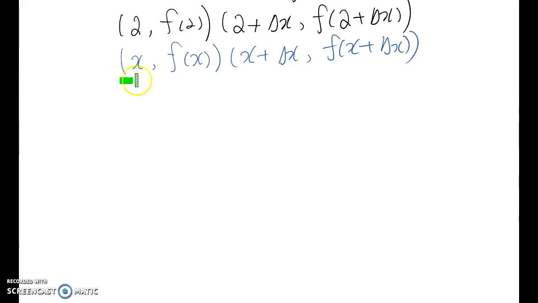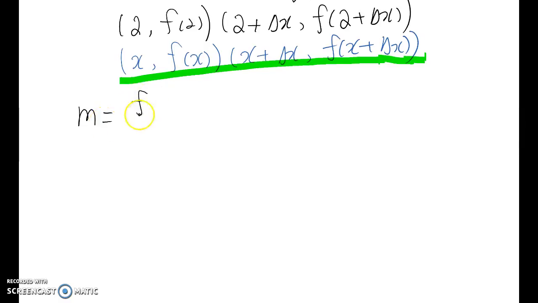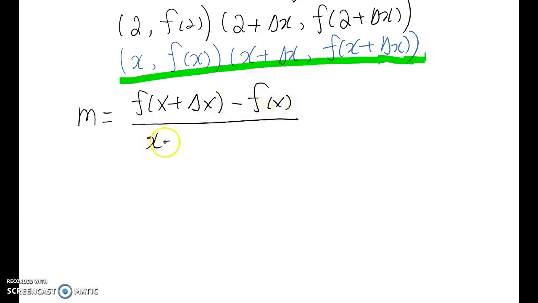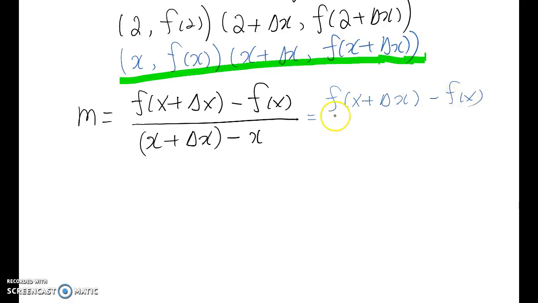Now, using this form, let's find the slope. Then m equals f(x + Δx) minus f(x) over (x + Δx) minus x here, right? So we just open and simplify this one, then it's going to be f(x + Δx) minus f(x) over (x + Δx) minus x.